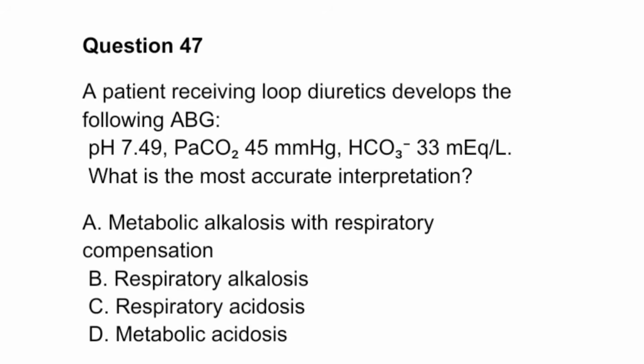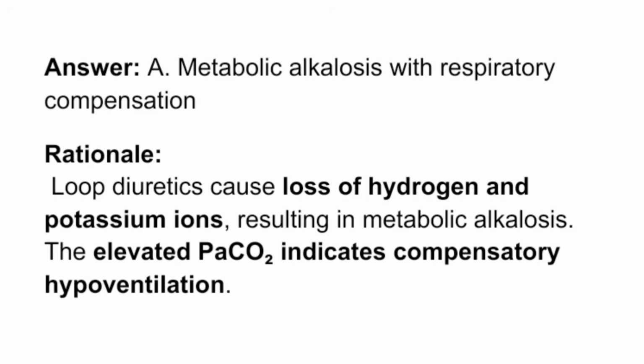Question 47. A patient receiving loop diuretics develops the following ABG: pH 7.49, PaCO2 45 millimeters of mercury, HCO3 minus 33 milliequivalents per liter. What is the most accurate interpretation? A. Metabolic alkalosis with respiratory compensation. B. Respiratory alkalosis. C. Respiratory acidosis. D. Metabolic acidosis. Answer: A. Metabolic alkalosis with respiratory compensation.